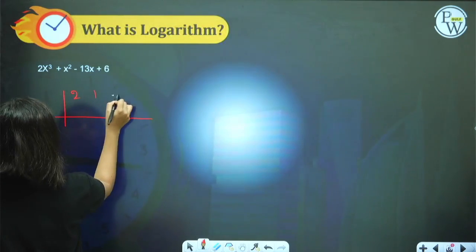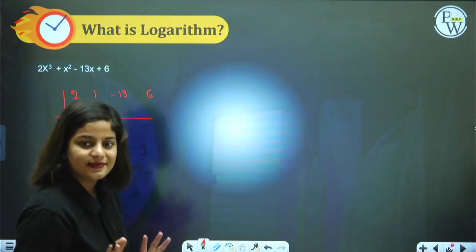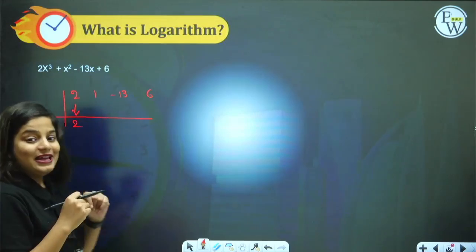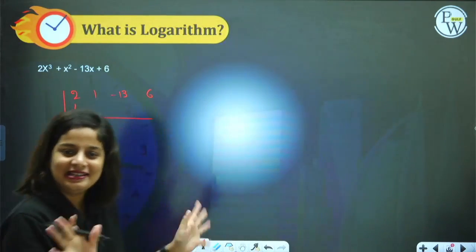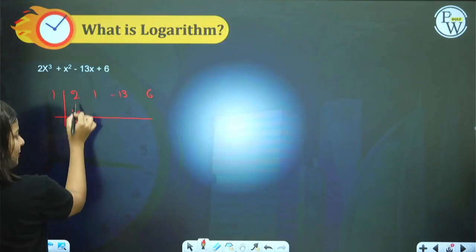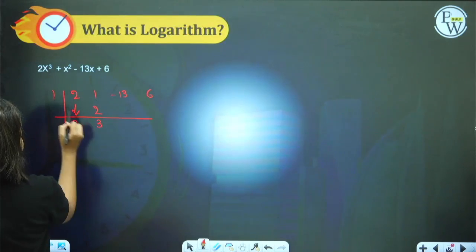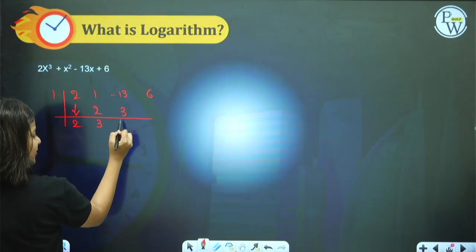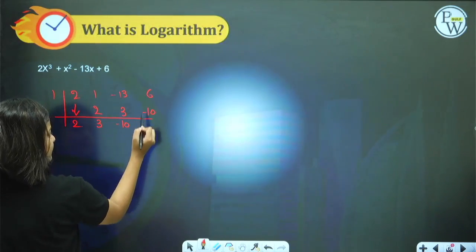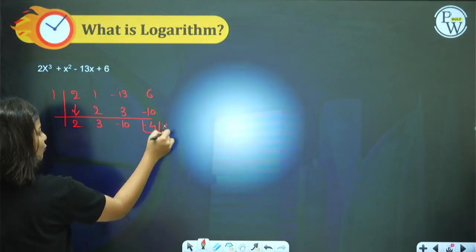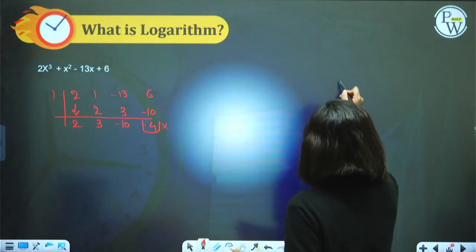2, 1, minus 13 and 6. Bring this 2 down as it is. Firstly, what are we hitting it with? Which number shall we try? 1, our favorite, easy. Bring this 2 down, then 1 into 2, 2, 1 plus 2, 3, 1 into 3, 3, minus 13 plus 3, minus 10, 1 into minus 10, minus 10, 6 minus 10, minus 4. Boo! Not the correct hit. Try another number.